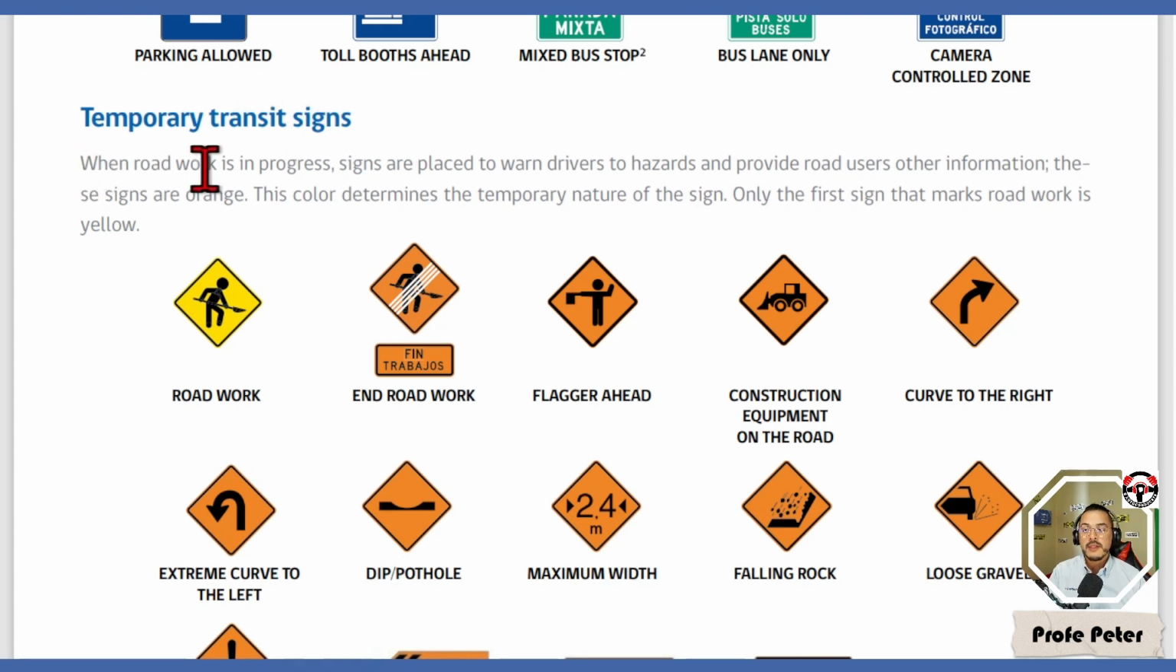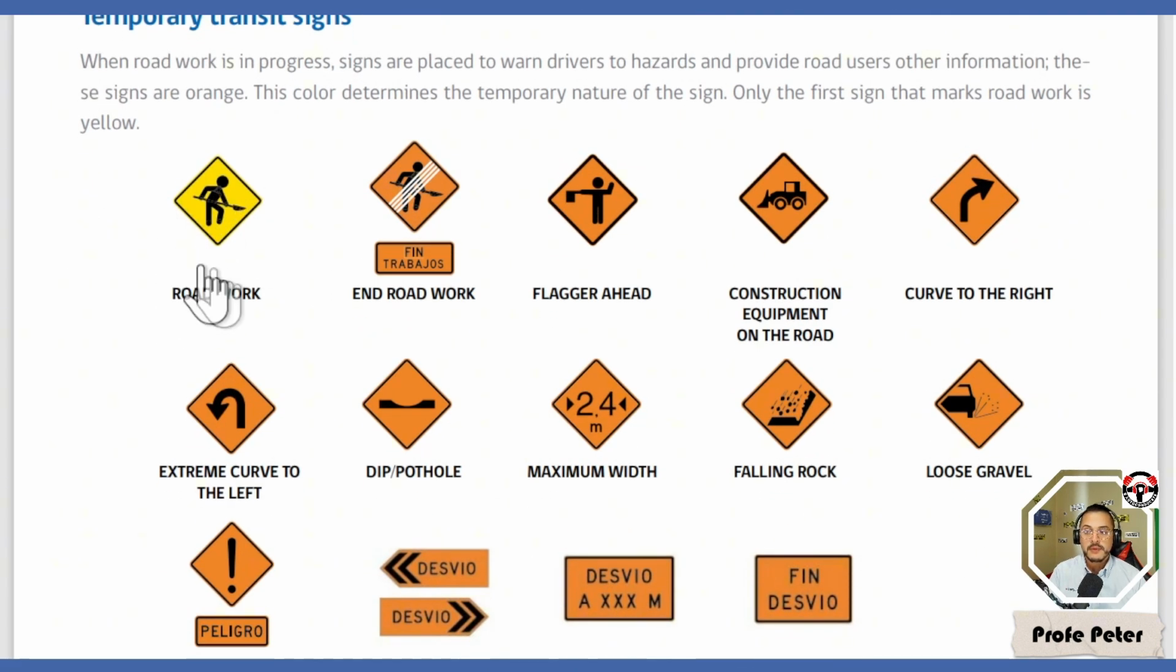When road work is in progress, these signs are placed to warn drivers of hazards and provide road users with information. These signs are orange. This color determines the temporary nature of the sign. Only the first one that marks the road work is yellow, like this one, road work.